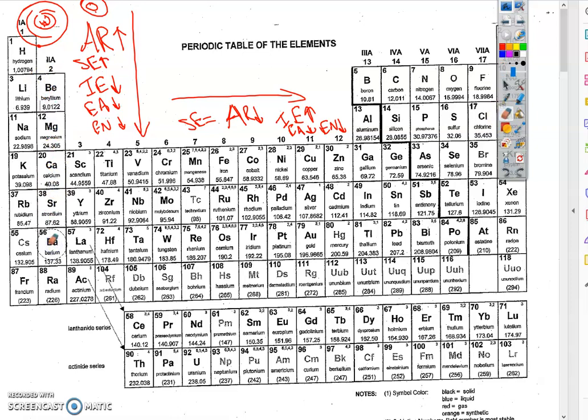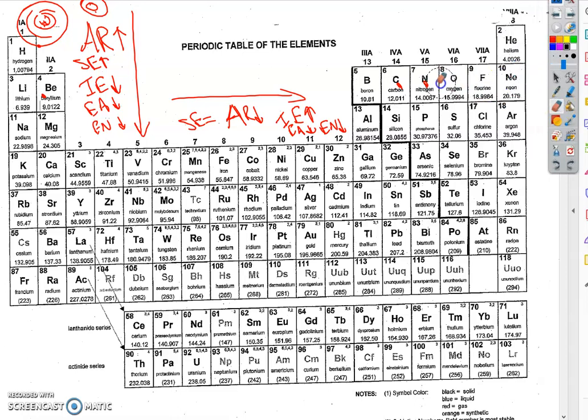Now, the next question is saying which of the following elements has the smallest atomic radius, and the options now are beryllium, neon, nitrogen, oxygen, and carbon. So now you're going left to right. They're all in the same row or period, and it's asking smallest atomic radius, and the atomic radius gets smaller as you go right. So in that case, it would be neon. It's just farthest to the right.